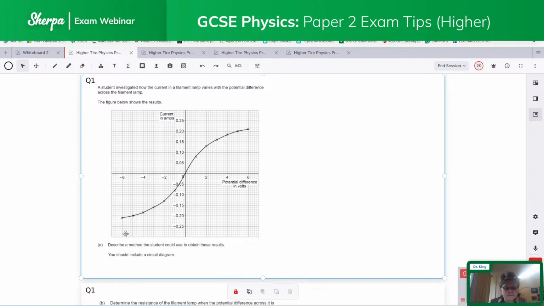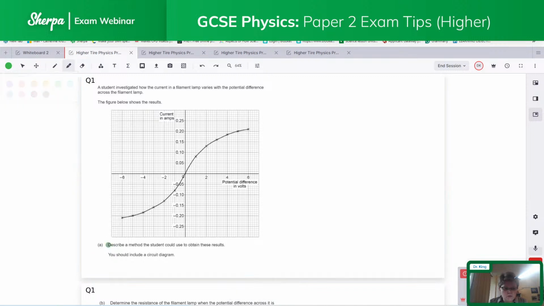So the first question is to describe methods the students could use to obtain the results that are shown on the graph above. They also ask you to include the circuit diagram. From my experience, the most important thing you can do for yourself is to highlight or underline what the question actually asks you.